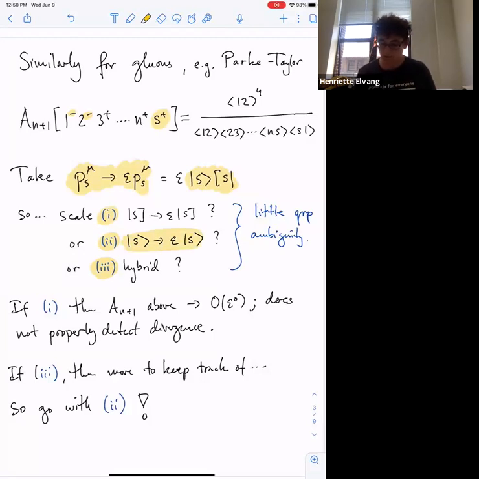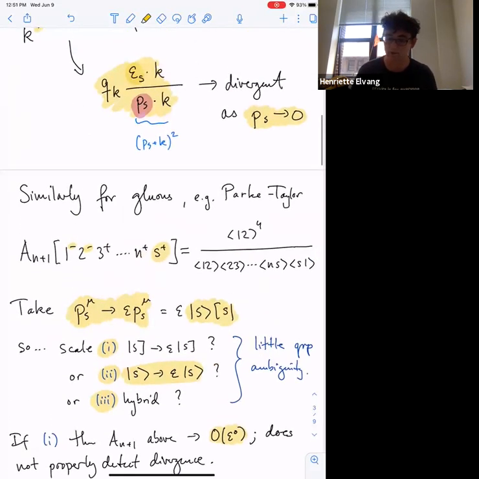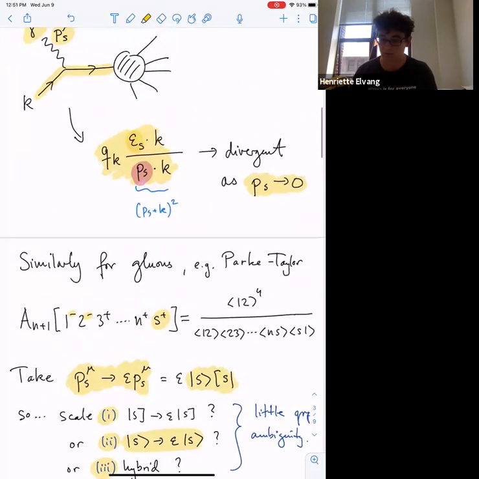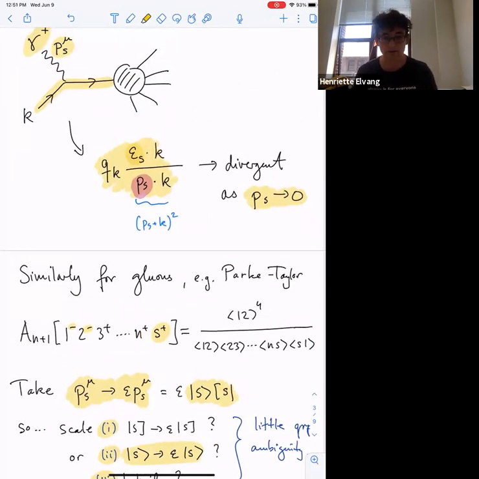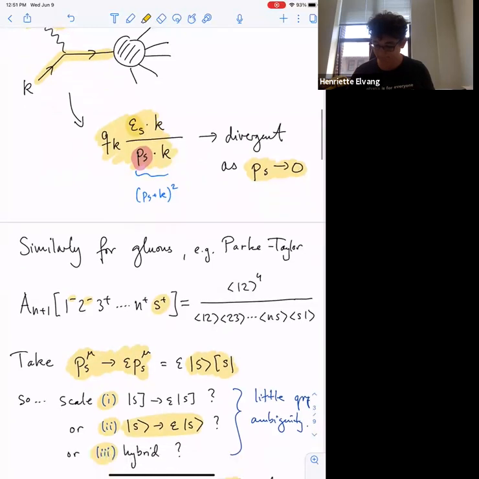If I go with choice 1 and I scale my square brackets, then you see that Parke-Taylor only depends on angle brackets. So the result of that would be order 1 in epsilon. It will not detect the divergence that we know should be there, because just like for photons, there will be factors that come from diagrams that have this kind of cubic interaction.